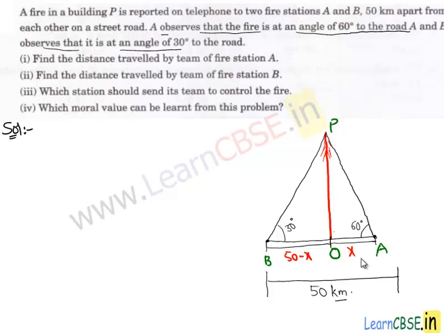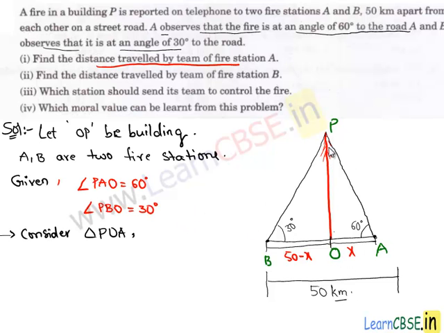So here we have to find out the value of AP and BP since it is the distance traveled by the team of station A and B. To find these values, we have to find the value of x initially. So we have two right angle triangles. By using these, we find the value of x. Let's note down the given data.